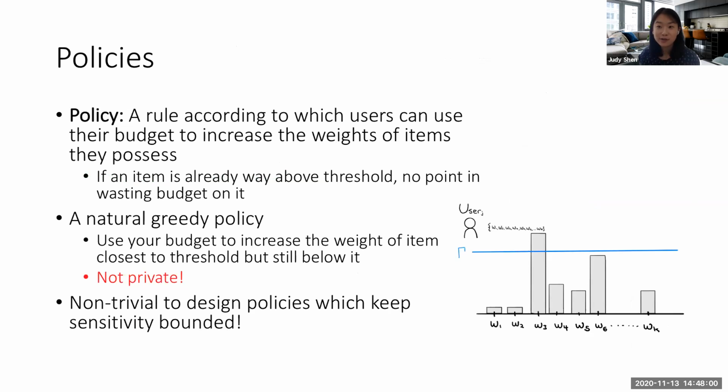Maybe your first thought is, okay, why don't we just, when a user comes along, find the item that's closest to the threshold and add all their mass, so then we can release that item. But actually, if we take this greedy approach, the difference between the final histograms can be arbitrarily large. So we cannot bound sensitivity in this case, and so maybe it's not private. Perhaps it's non-trivial to design policies which keep sensitivity bounded.